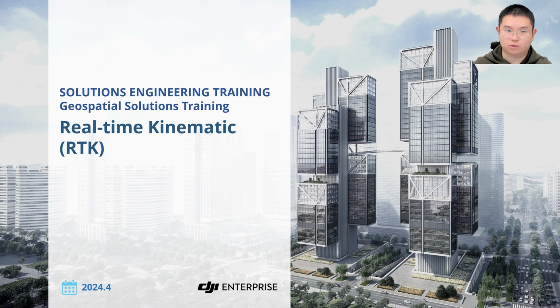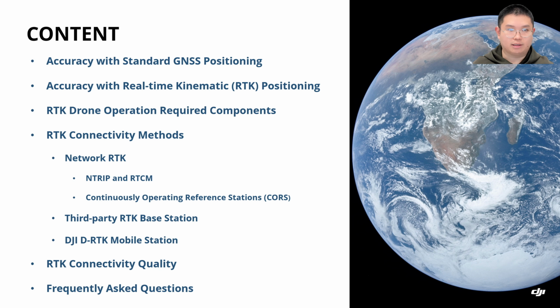This is Ron Lee from the Solutions Engineering Team, and in this episode I will cover real-time kinematic, or mostly known as RTK. Let's have a look at the training content for this episode. First, I'll be covering the accuracy of the drone as well as its data when it's under standard GNSS positioning mode. Then I'll talk about the difference when the drone is connected to real-time kinematic for positioning and how the accuracy of the data compares with the standard GNSS positioning.